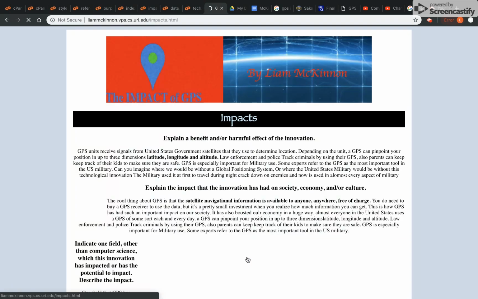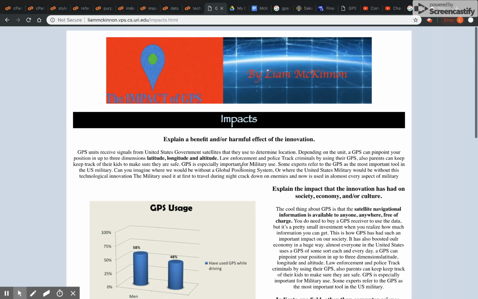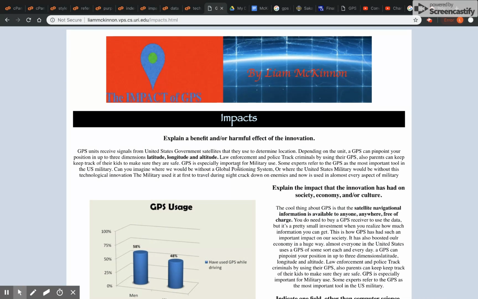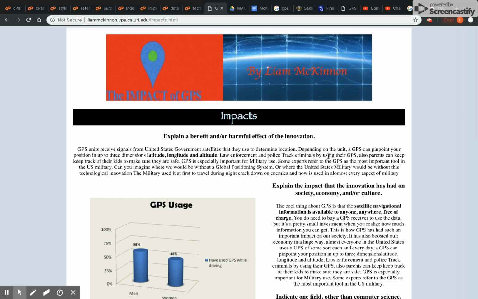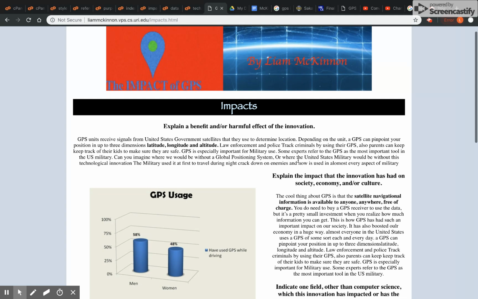Next section is impacts. Explain a benefit or a harmful effect of the innovation. GPS units receive signals from United States government satellites that they use to determine location. Depending on the unit, a GPS can pinpoint your position in 3 dimensions, like I said, latitude, longitude, and altitude. Law enforcement and police track criminals by using GPS. Also, parents can keep track of their kids to make sure they're safe.